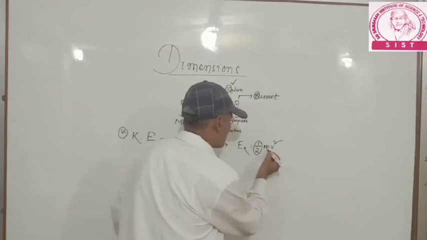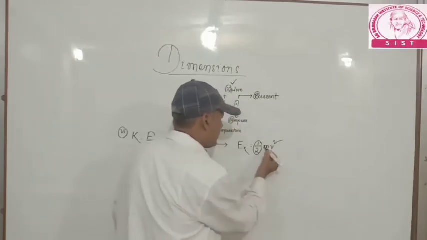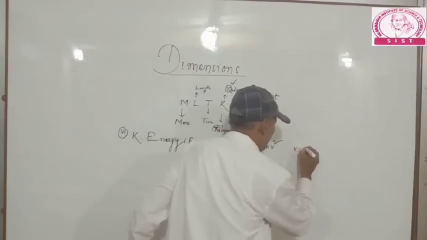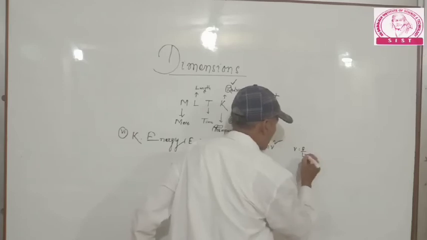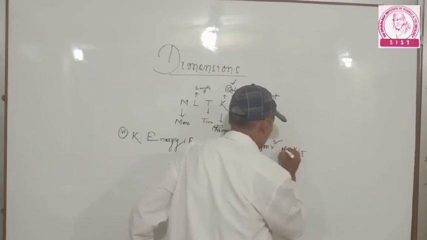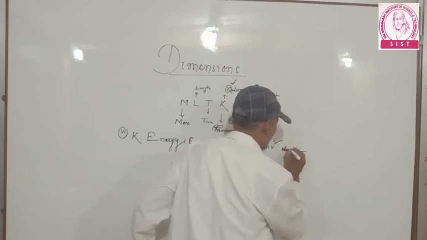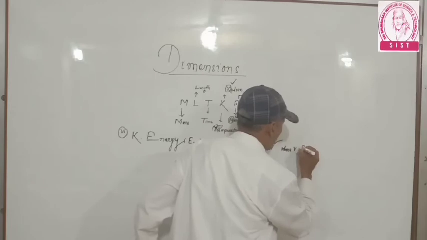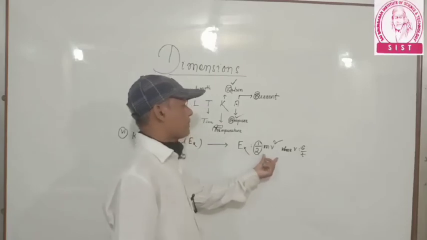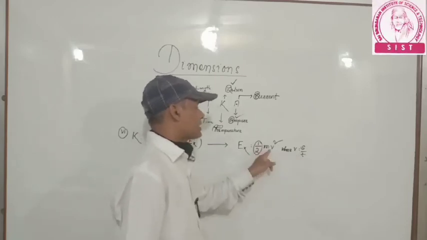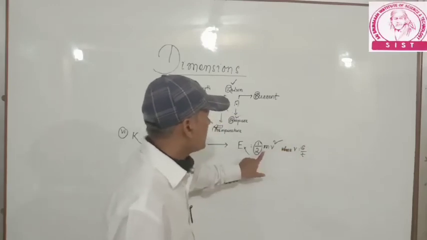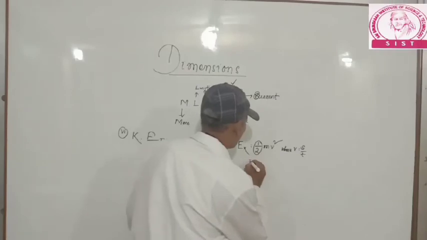So now you see this m v square. Clearly it is m v square. V is equal to S by T. Kinetic energy is equal to half m v square, where V is equal to S by T. V square means S square by T square. Okay? So now tell me what is this? Write down, this is K.